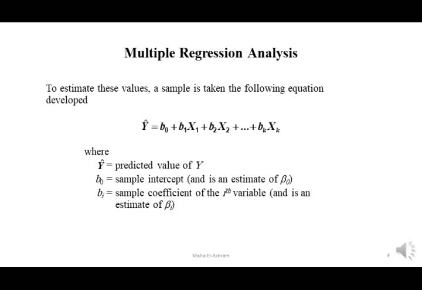Y hat is the predicted value for y or the predicted dependent variable y. B naught is the y-intercept of the equation that depends on the sample data, which will be the estimator of beta naught. B1 is the slope of the first variable x1 in the equation that is calculated or that is estimated based on the sample data, and it will be the estimator of beta 1 and so on.